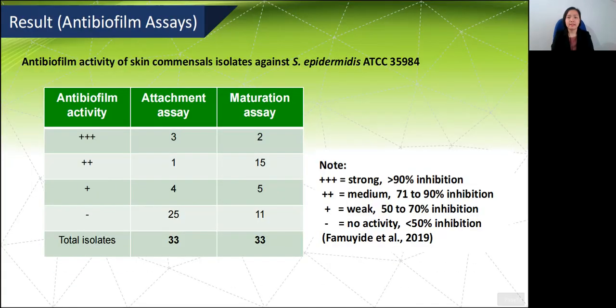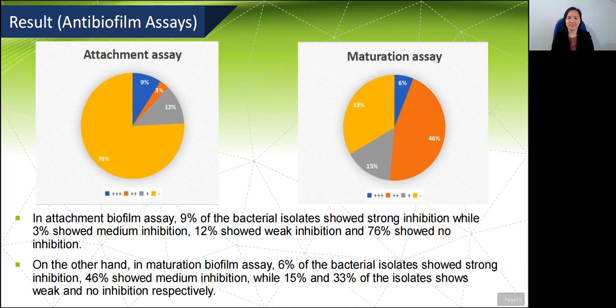So after analyzing the result, here the table shows the antibiofilm activity of skin commensal isolates against the S. epidermidis ATCC35984. For easier understanding, I provide this pie chart. For the attachment biofilm assay, 9% of the bacterial isolates show strong inhibition, while 3% showed medium inhibition, 12% showed weak inhibition, and lastly, 76% of the isolates showed no inhibition at all.